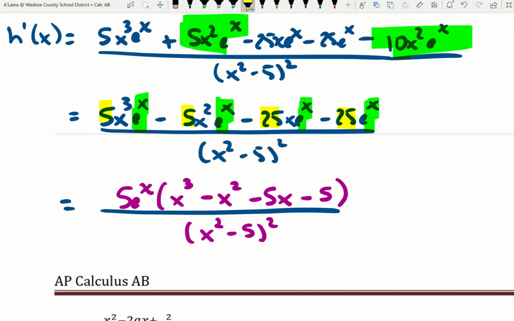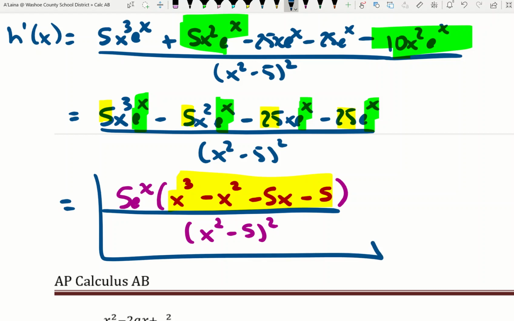Now I did check to see if this factors. It's so close to factoring, but it doesn't quite. You could check by factoring by grouping, but it doesn't actually factor out. Initially, it's really close, but there's one sign that's different. It doesn't factor out. We have no negative exponents. And so although it was ugly, we are done with that problem.